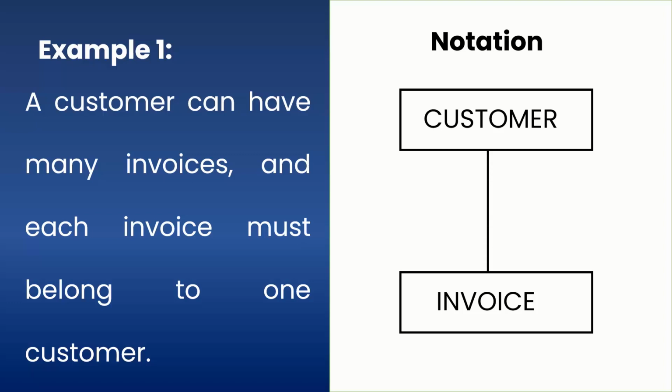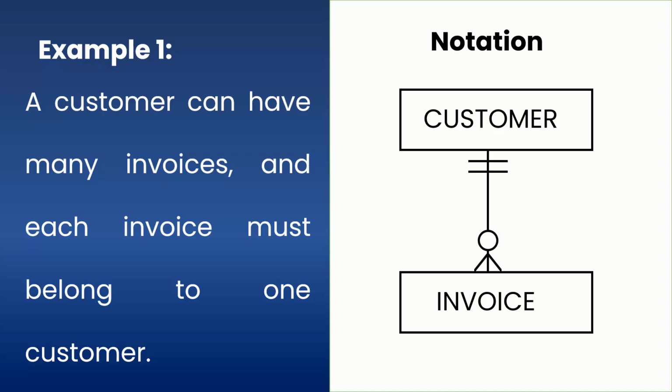Now, let's establish the relationship with cardinalities. It says a customer can have many invoices. So, the maximum cardinality for customer is many, and the minimum is 0. Because of the word can, it means that there can be a customer without an invoice. Now, for the invoice, each invoice must belong to only one customer. So, the maximum and minimum cardinalities are 1. What this means is that you can't have an invoice without a customer.